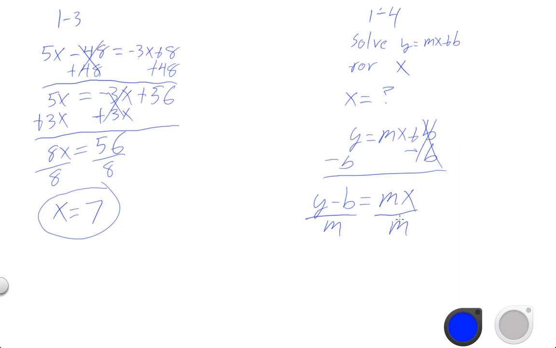And remember, when we divide or multiply both sides by something, we do the entire side, okay? So this ends up as y minus b over m equals m divided by m is just 1. 1 times x is x. So y minus b over m equals x.